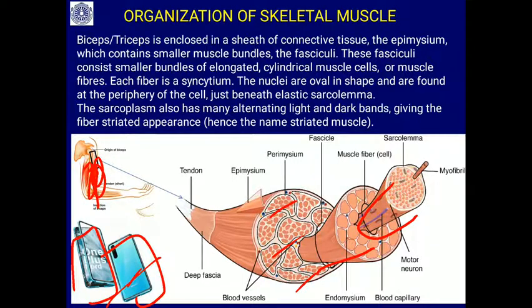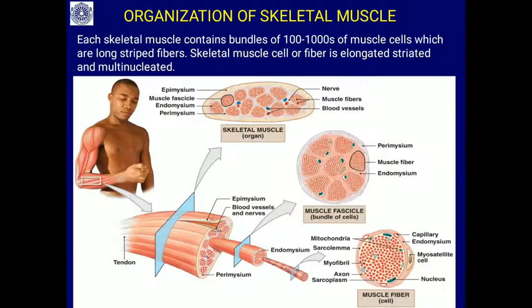Nuclei are oval in shape and are found in the periphery of the cell. Think of a box filled with water in which you put a bundle of sticks: the water will occupy the peripheral region, because the main portion is occupied by the myofibrils. That's why you find the cytoplasm, sarcoplasm and the nuclei in the peripheral region.